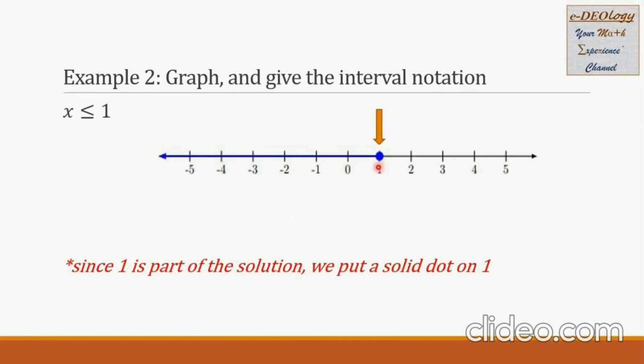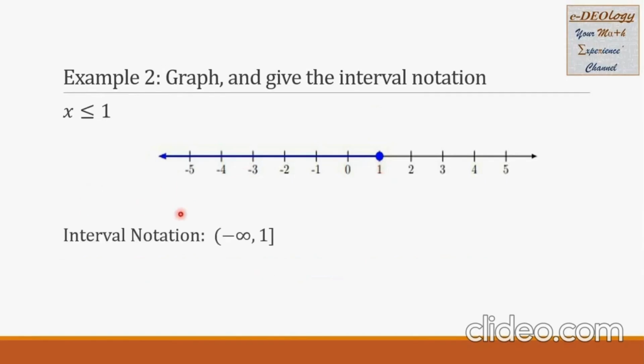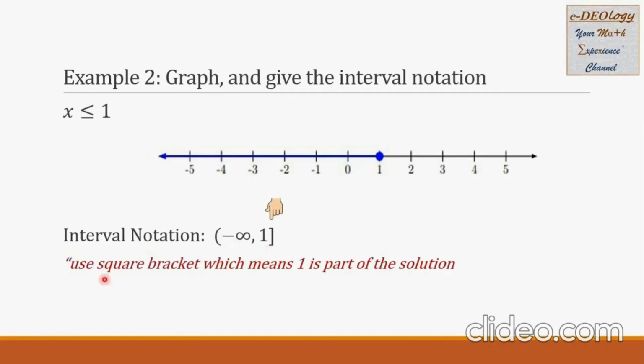So for the interval notation, again we're going to write the solution set. Let us start from the lowest number up to the highest number of the solution set. So on the left side, it is coming from the -infinity. That's why it is used here. And with the 1 as the highest number on the set, it is now placed here. Now, we use a square bracket after the 1, which means 1 is part of the solution.